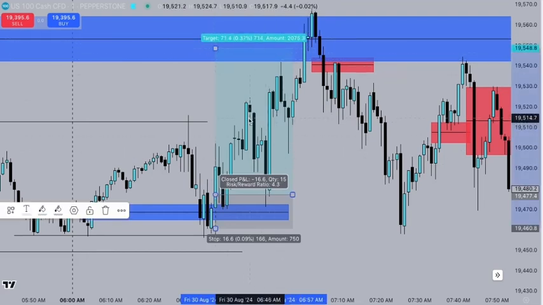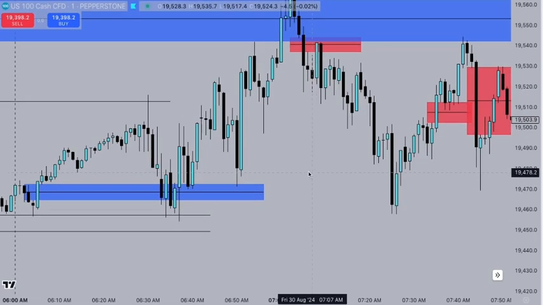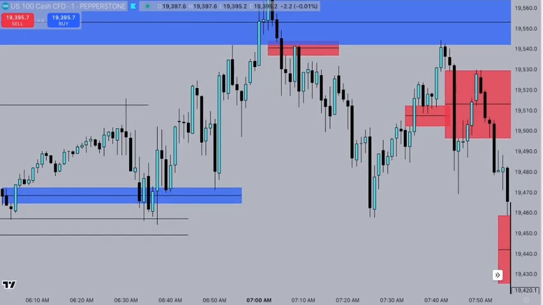So 1 to 4 risk to reward, not bad. And so price came down again, but if you have your stop loss below this fair value gap, then you wouldn't get stopped out. You're perfectly fine. And then as you can see, we have another fair value gap right here.